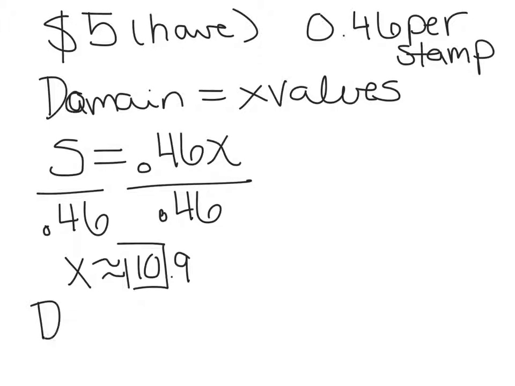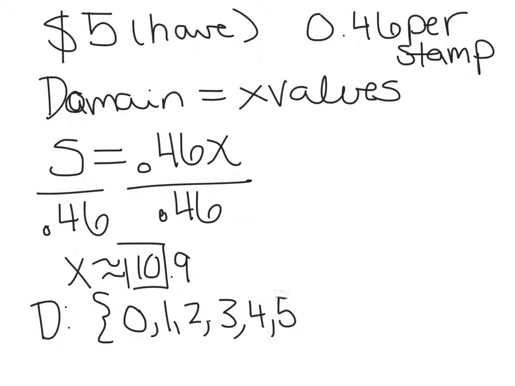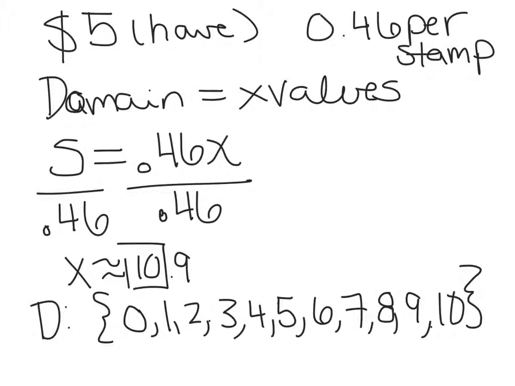So that means that my domain is, I can buy 0 stamps or 1 or 2 or 3, 4, 5, 6, 7, 8. I can buy 9, and I can even buy 10, but I do not have enough money for number 11, so at the most I can buy is 10 stamps, and that is my domain.